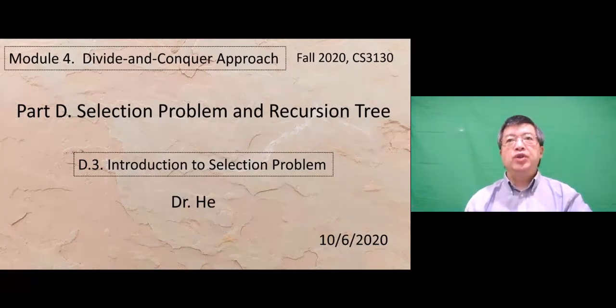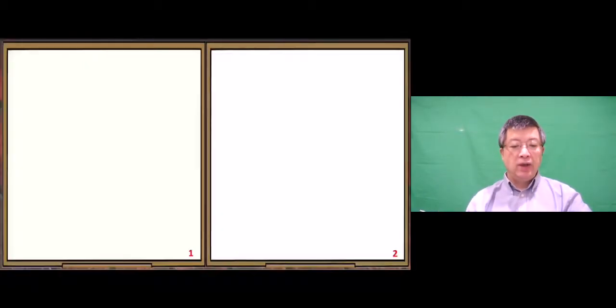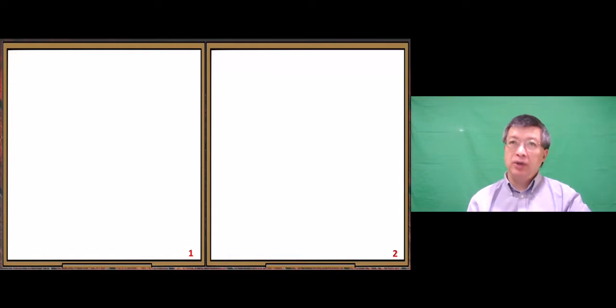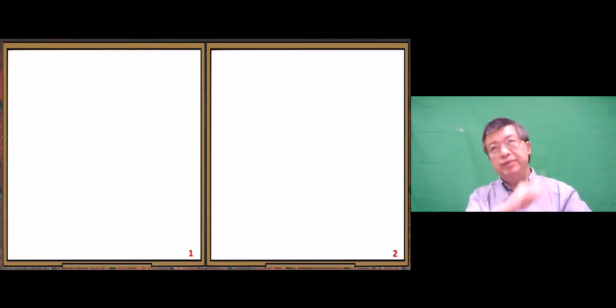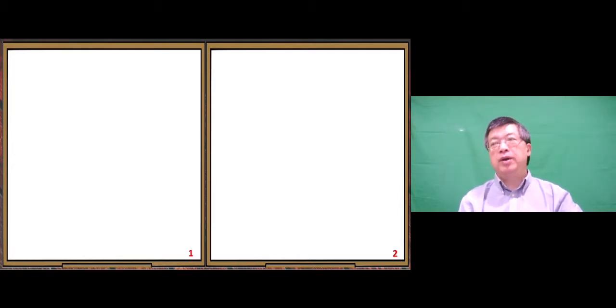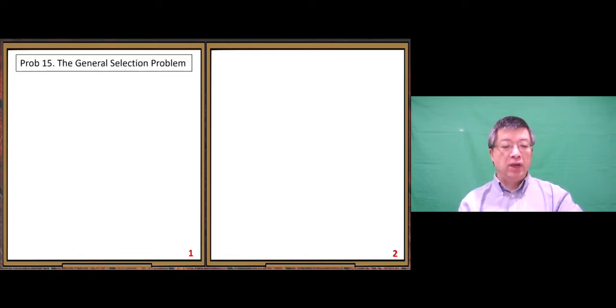Lecture 3, Introduction to Selection Problem. We have solved a special selection problem: find the minimum of an unordered array. For this new topic, we will solve a general selection problem. So our problem number 15, the general selection problem.